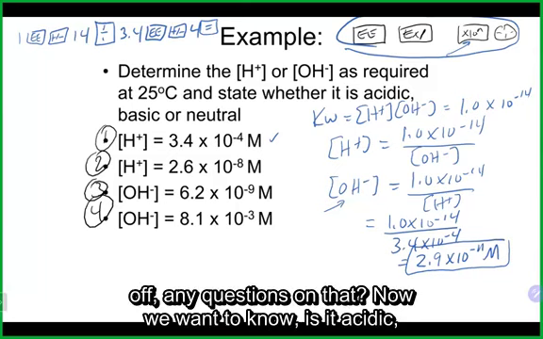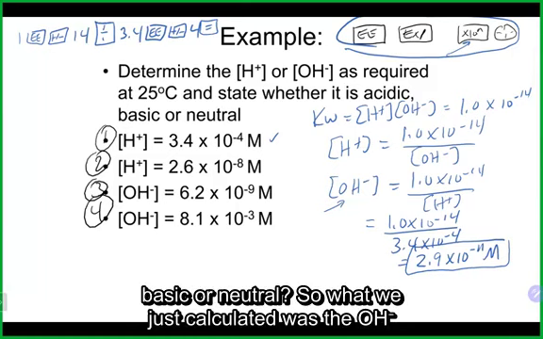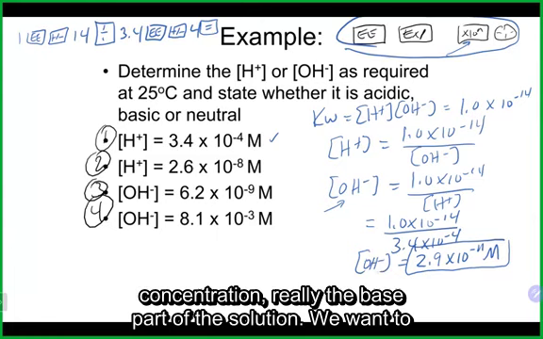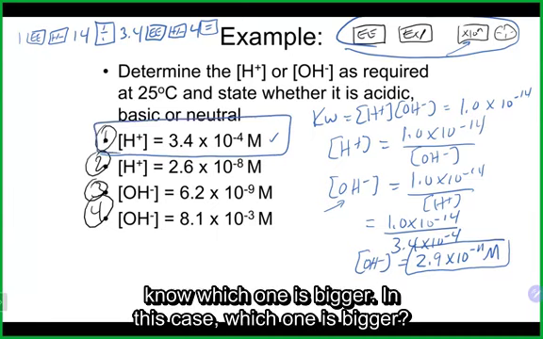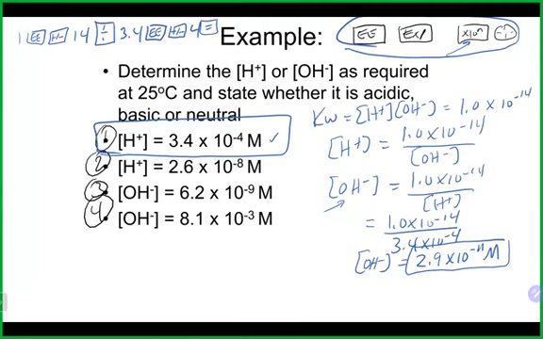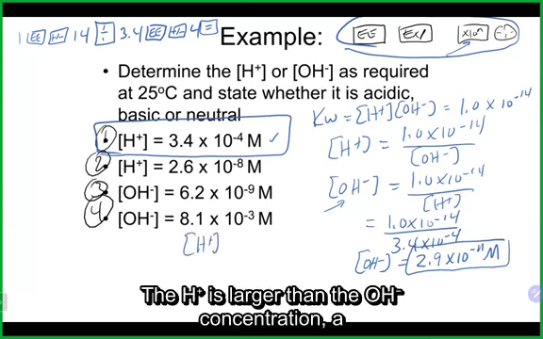Now we want to know, is it acidic, basic, or neutral? So what we just calculated was the OH minus concentration, really the base part of the solution. We want to compare it to the acid part of the solution, and we want to know which one is bigger. In this case, which one is bigger? The H plus is larger than the OH minus concentration.